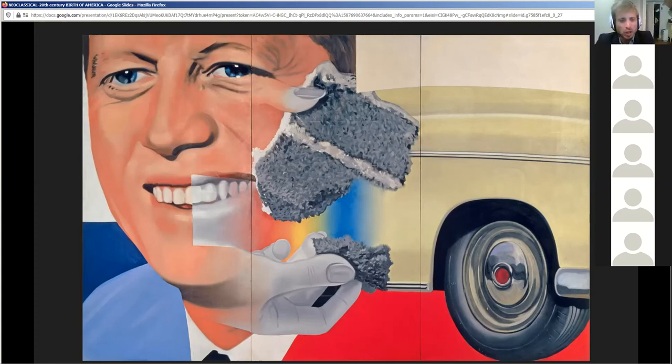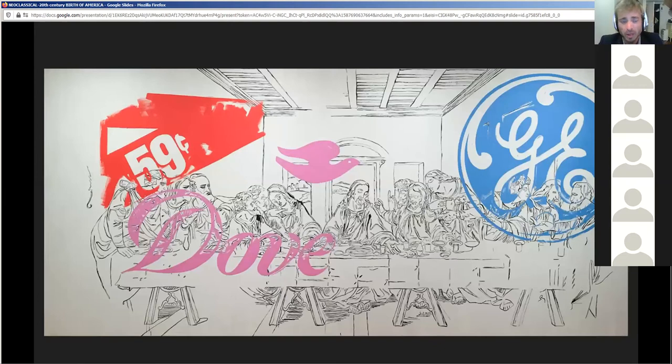And I don't want to spend too much time on this. You can see a vague resemblance to the flag. We'll get to an artist who does tackle Kennedy again. I just want to give you a little taste of the different art from this era. And we see Andy Warhol playing literally with things we've seen in the past, like the Last Supper here.